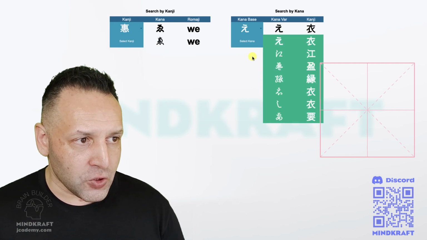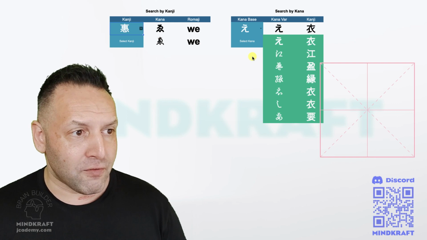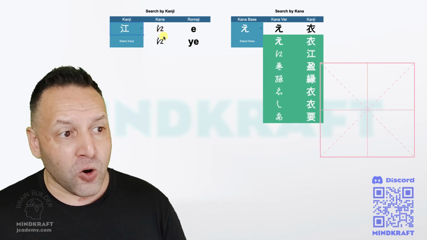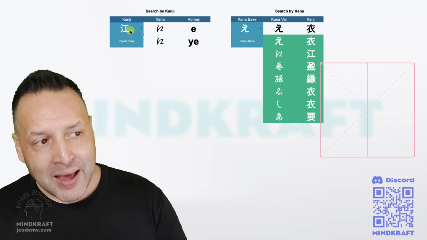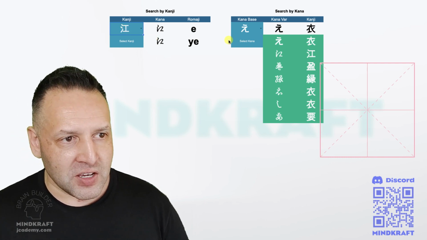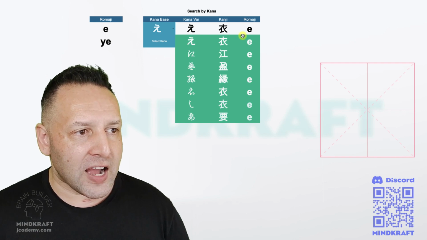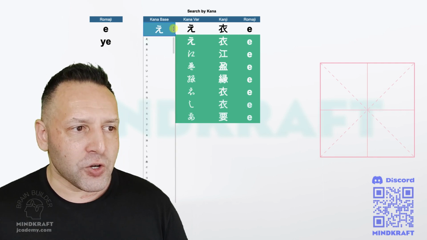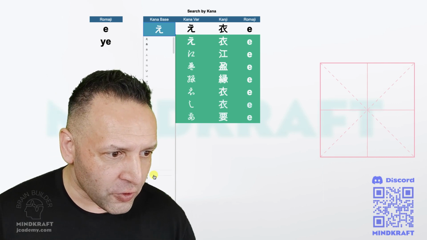Just to let you know, you can also look things up via kanji. Supposing you have this one, that's e, and you can actually see e, o, ye, jiang in Mandarin, and you can see them both here. Or if you just wanted to look up a kana by itself that you weren't sure what it was, you can actually still use this sheet for it as well.